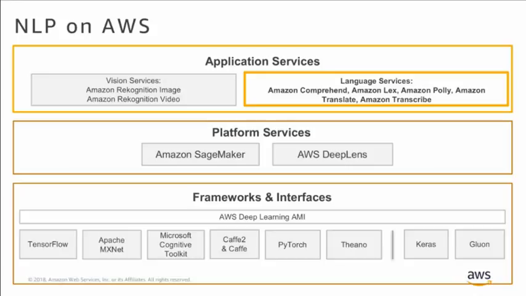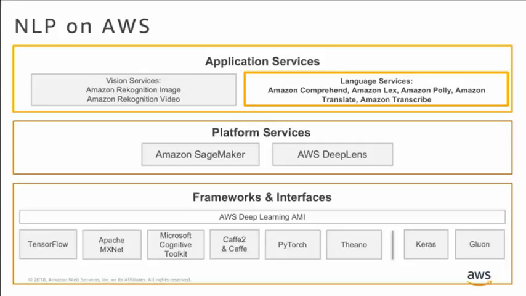The bottom layer talks about frameworks, and the core of this is the Amazon Deep Learning AMI. The Deep Learning AMI comes packaged with the most popular deep learning frameworks like TensorFlow, MXNet, and so on. But in this architecture we will not be using this, because that would make it not a serverless architecture, because it will be spinning up instances. We will not be using that.